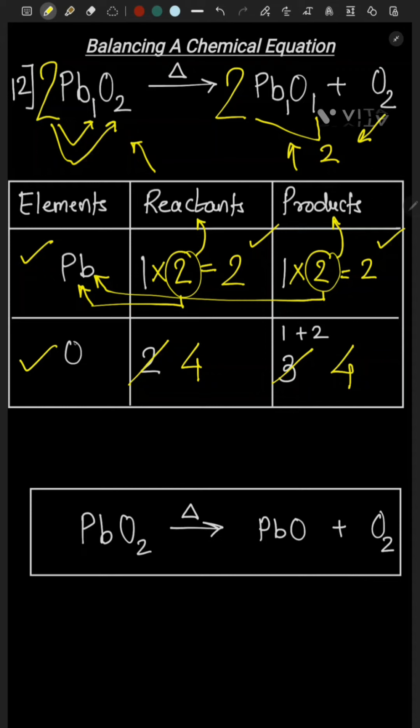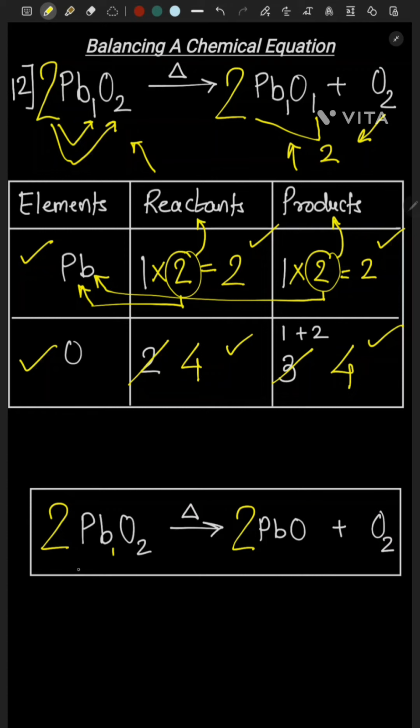So if we see now and tally lead and oxygen, both of them are balanced. So what are the coefficients which I am going to write down? It will be 2PbO2 on heating gives 2PbO and oxygen.